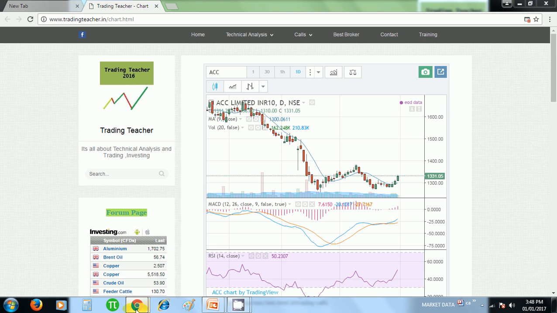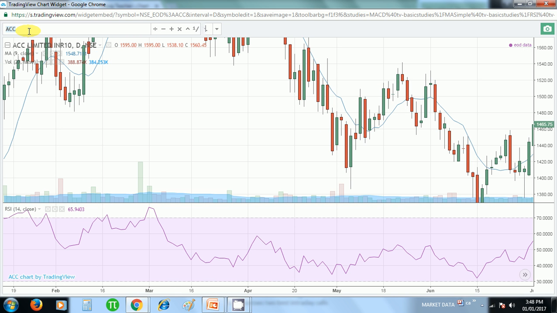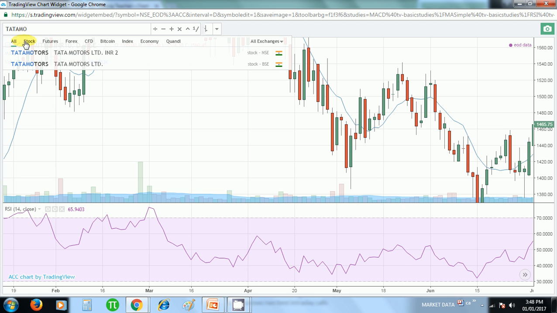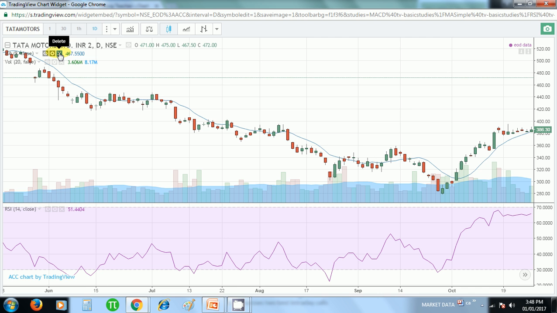You can find any type of chart, for companies like Tata Motors and so on. I have opened the Tata Motors chart here, and we have to find the morning star pattern. Generally this pattern does not come often, but in some cases we can find this type of pattern. We have to find this pattern in a large downtrend.